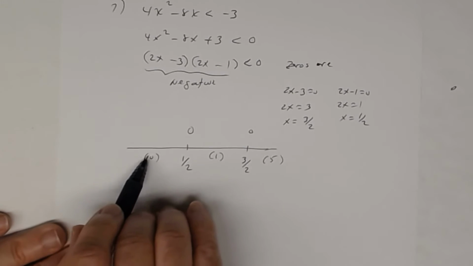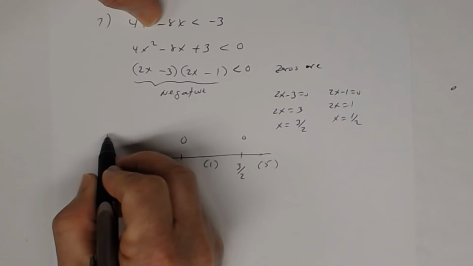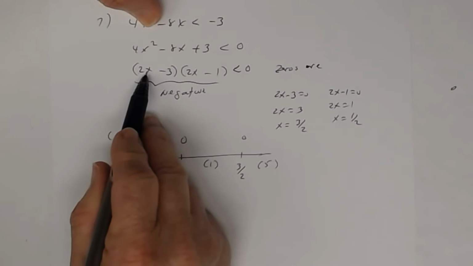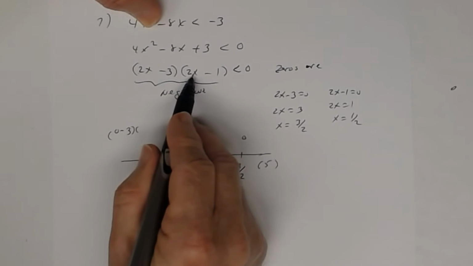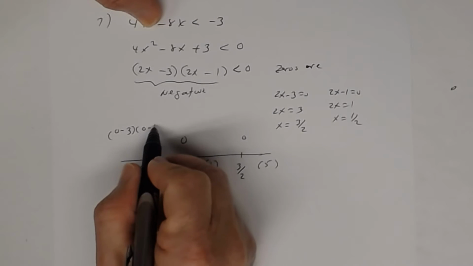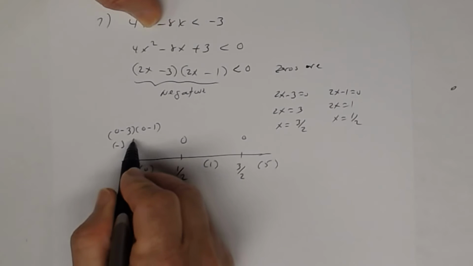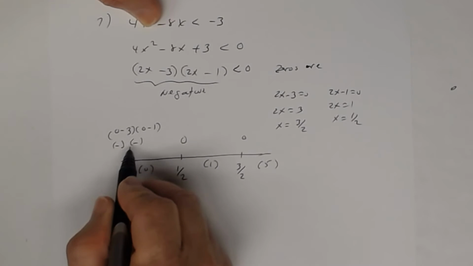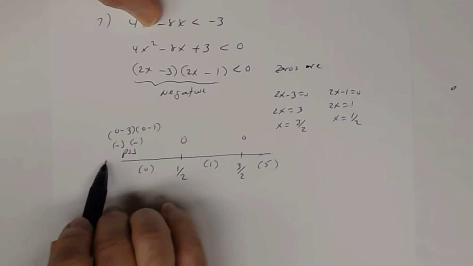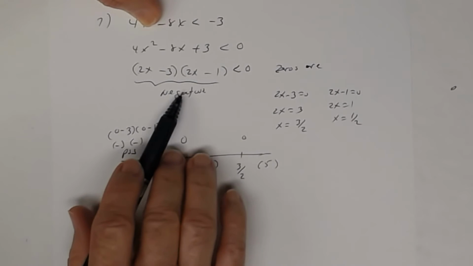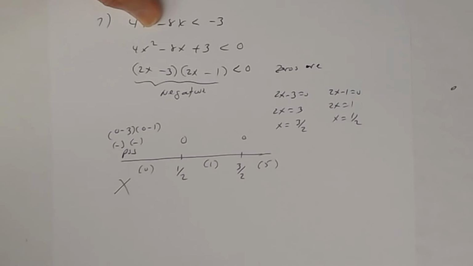So let's use 0. In place of x, I'm going to substitute 0. So look, 2 times 0 is 0, so I get 0 minus 3. 2 times 0 is 0, so I get 0 minus 1. 0 minus 3 is negative. 0 minus 1 is negative. A negative times a negative is a positive. So is this interval going to be a solution? You want negative, right? Less than 0 is negative. So that's not going to be a solution.